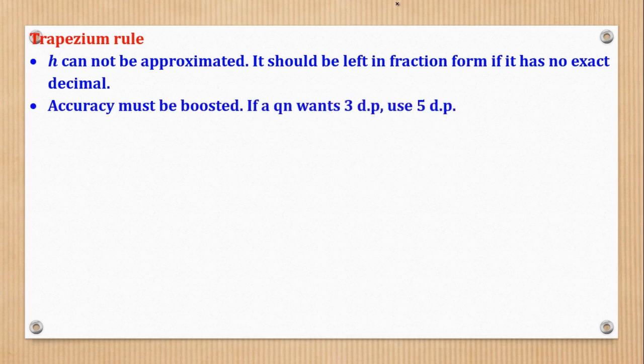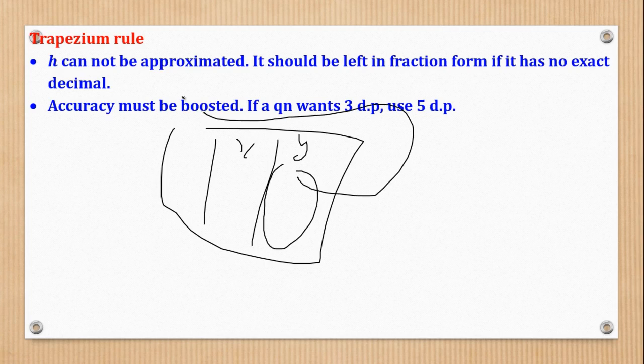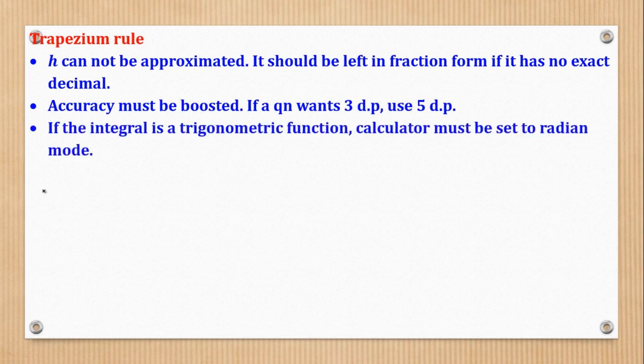Accuracy must be boosted. In trapezium rule, we tabulate values of x and y. Now these y values, accuracy has to be boosted. If they want the answer to 3 decimal places, the values tabulated should be to 5 decimal places. The concept to use is to add 2 more decimal places. Then if the integral is a trig function, the calculator must be set to radian mode. Most students forget that, but the calculator has to be in radians if there's a trig function.